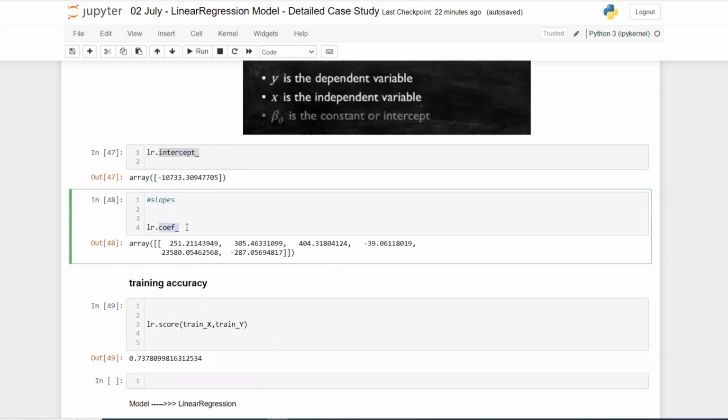In this case, it is minus 10K. And then the coefficient values mean the weights associated to each and every feature. In this particular use case, there are 6 features. So you can think of this as beta 1, beta 2, beta 3, beta 4, beta 5, and beta 6, and this is beta naught, the intercept. So far, we are all clear.